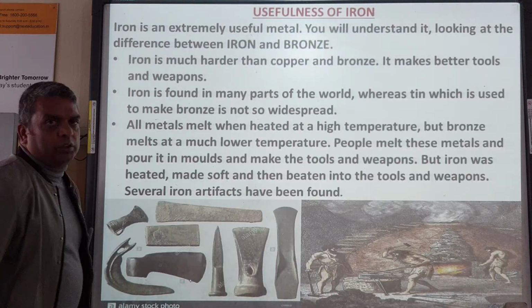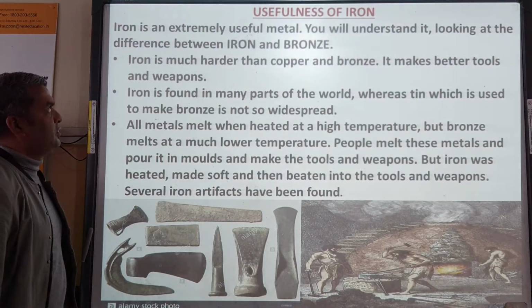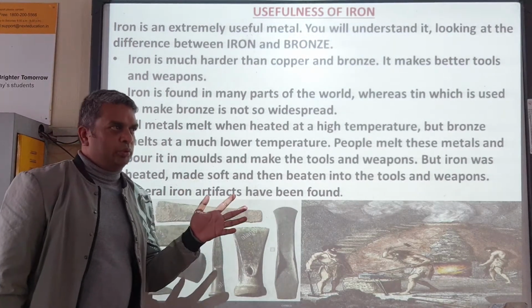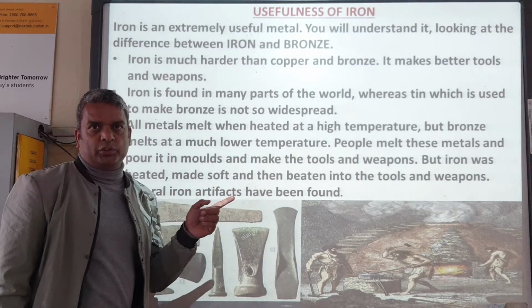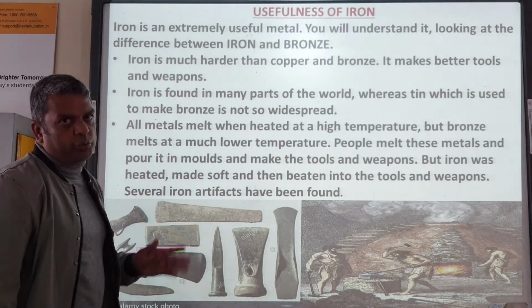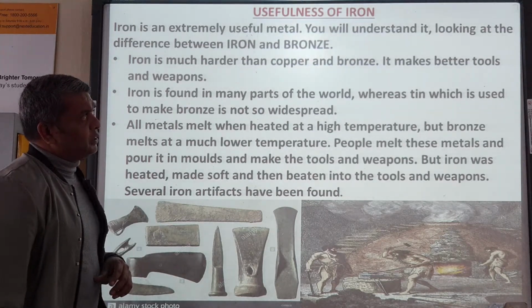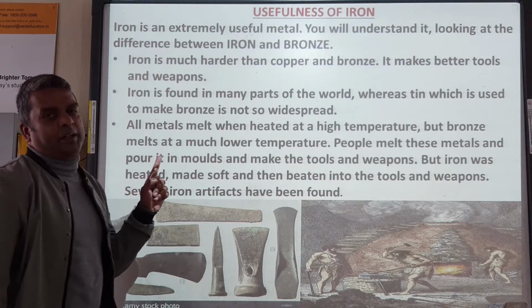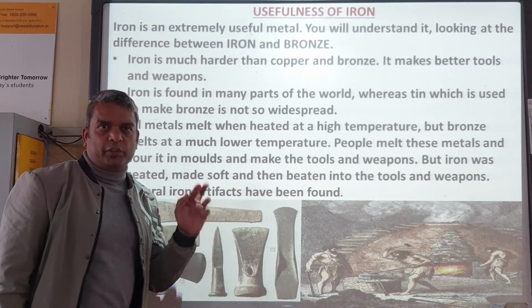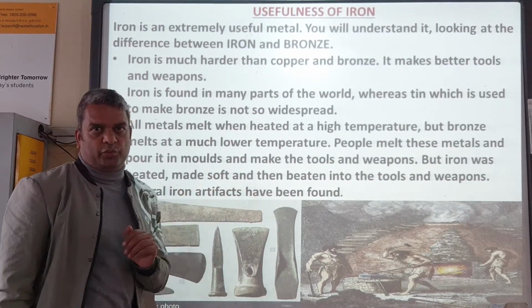Now let us learn about the Iron Age, the usefulness. Iron is an extremely useful metal. You have seen in your doors, windows, the grill, most of them are made out of iron. We still use it now. You will understand it by looking at the difference between iron and bronze. So when you know the difference between iron and bronze, then you will know why iron is so useful.